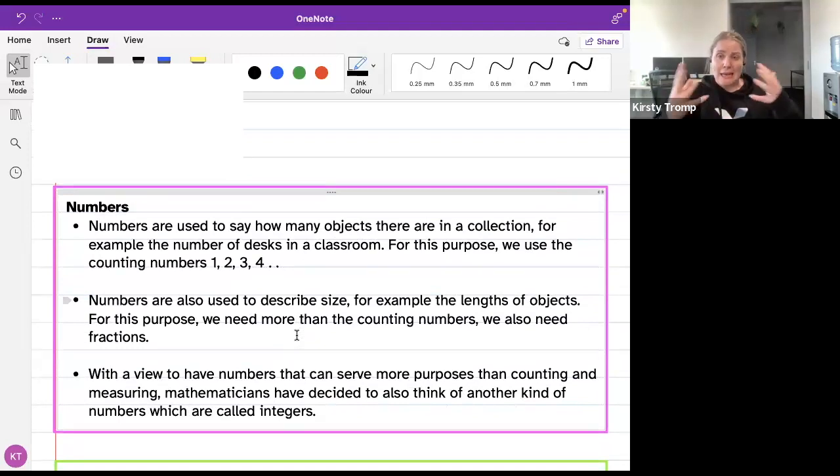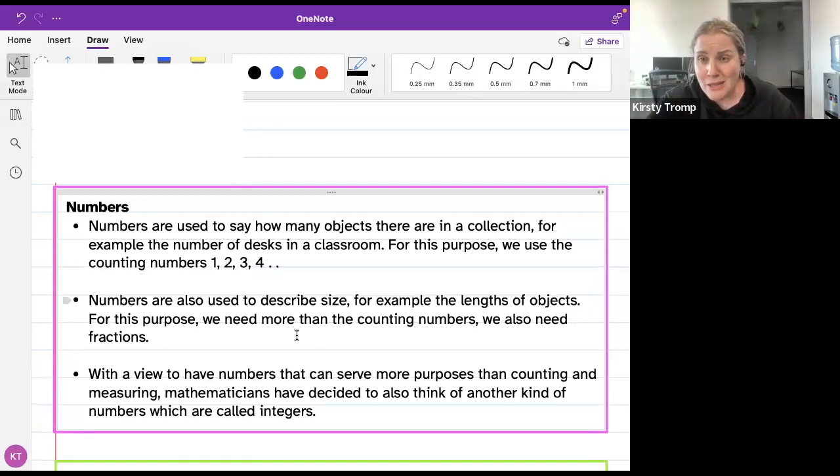We've looked at things like numbers and whole numbers. If we're looking at just the definition of what numbers are, numbers are used to say how many objects there are in a collection. For example, how many desks you have in your classroom. For this purpose, we use counting numbers. So we would say there are 1, 2, 3, 4, 20, 25, 30 desks in your classroom. Okay, your desks are whole, so they're actual full numbers.